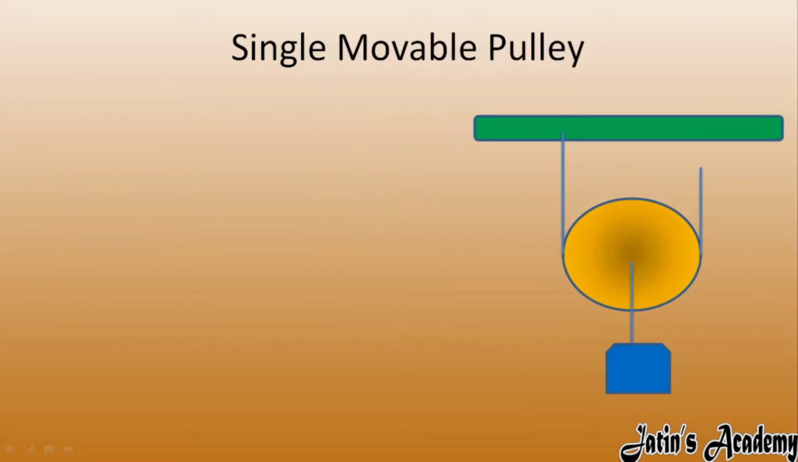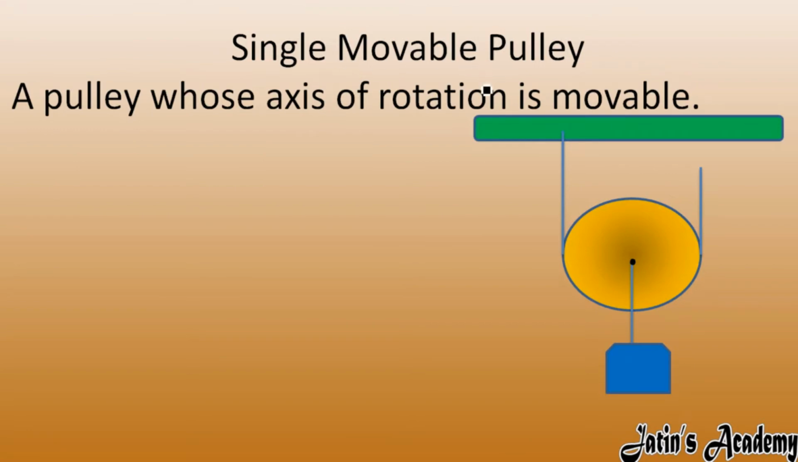Next type of pulley we have is the single movable pulley. Single means it is one pulley, and movable means its axis of rotation is moving. Where is the axis of rotation? Here we have the axis of rotation. So single movable pulley means the pulley whose axis of rotation is movable. Now we have to calculate the mechanical advantage of this pulley.